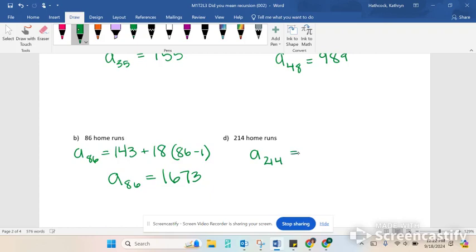Now, what if they have a really good season? It's 214 home runs. Again, I don't want to have to add 18, 214 times. That's a waste of my time. That's a waste of your time. Sorry, that should be 214, not 86. Subtract 1. And you get 3,977.